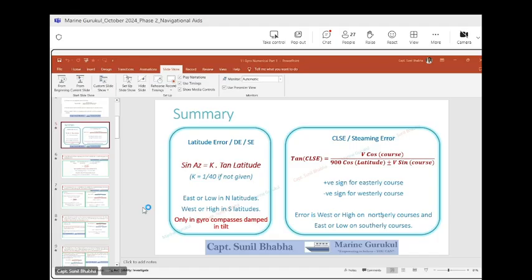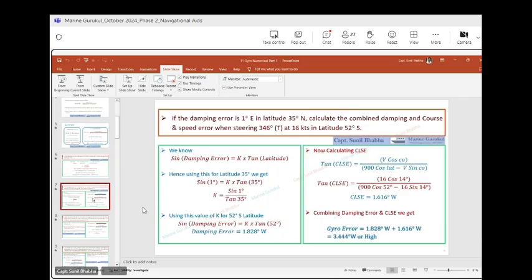Okay, beta. Now, if you are moving east or west, beta, you see the formula has V cos course. Moving easterly, it will be cos of 90. Cos 90 becomes 0. So on easterly courses, the CLSE or steaming error will be 0. So you will not need to take a sign. Okay, sir. And same for 270, beta. Cos of 270 is also 0. So the CLSE or steaming error is nil on easterly and westerly courses. Okay, sir. Thank you, sir. Okay, all right. Good. So this was question number 2. Now moving on to number 3, beta.